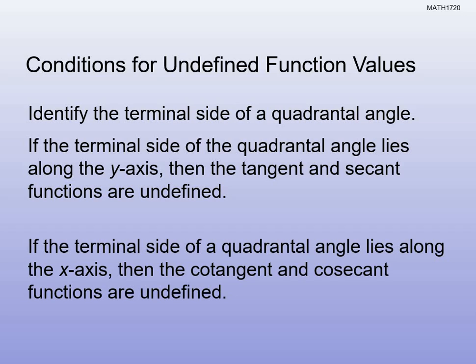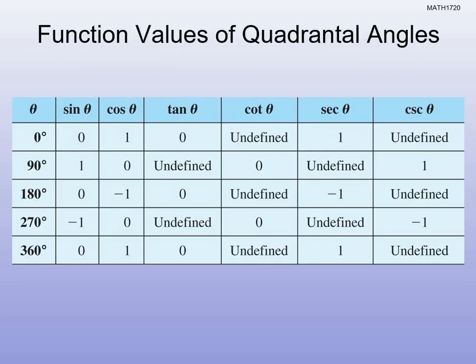If the terminal side of the quadrantal angle lies on the x-axis, cotangent and cosecant functions are undefined. Why? Because there is no vertical component. Alright, and that will produce a division by 0 for both of those functions, because the vertical component is gone. So just kind of a simple way of knowing these.